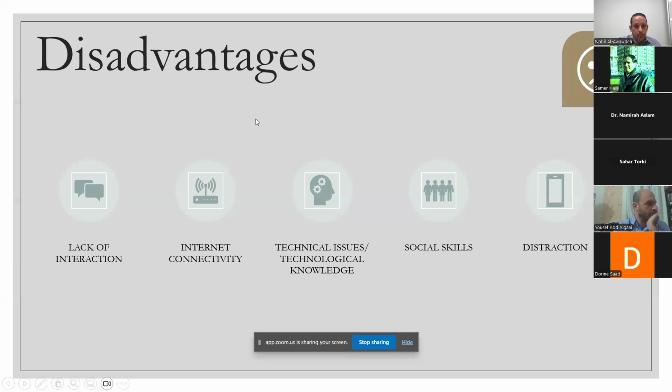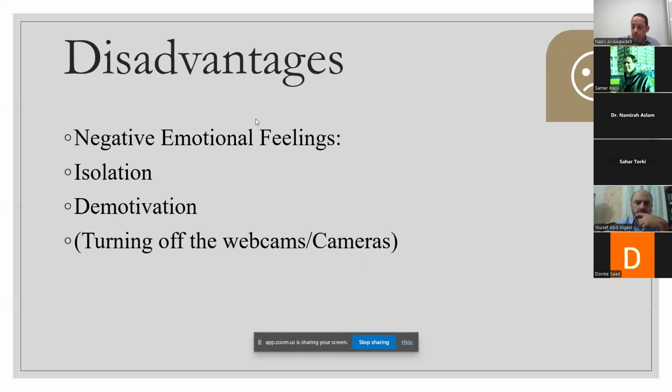The next disadvantage is distraction. This is again a very big problem. Some students say that their environment is not quiet enough. It's distracting, especially staring at the computer screen for hours. It makes them distracted, and distraction is a problem that leads students not to learn very well.